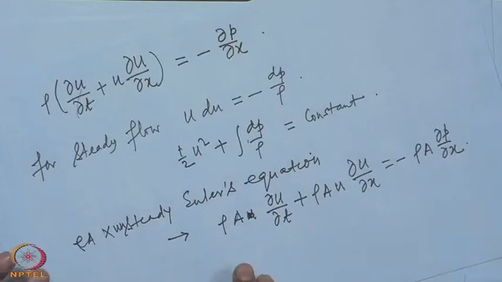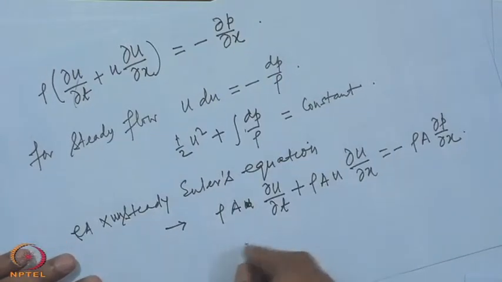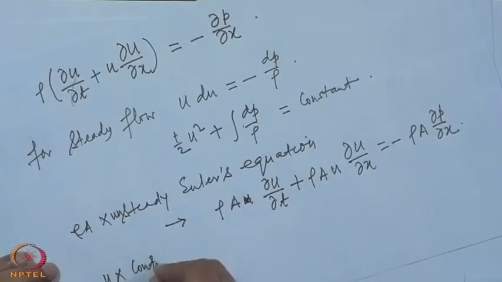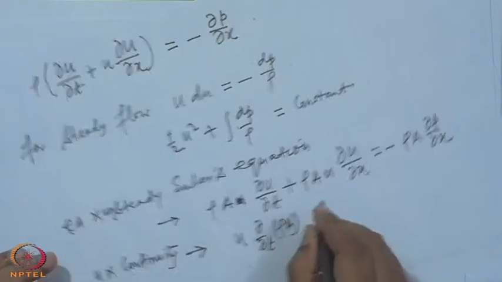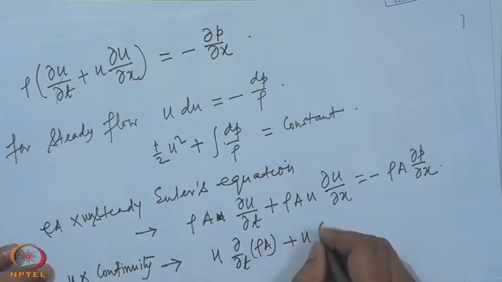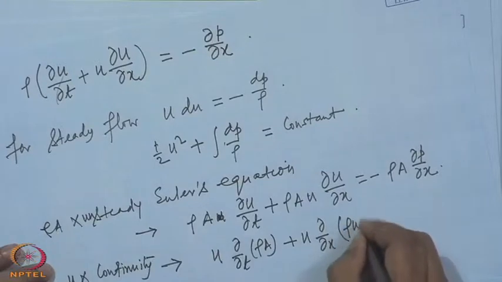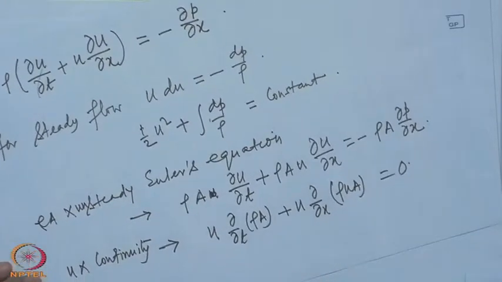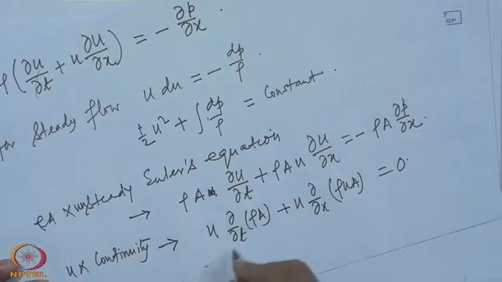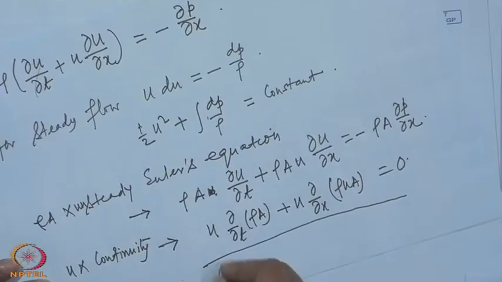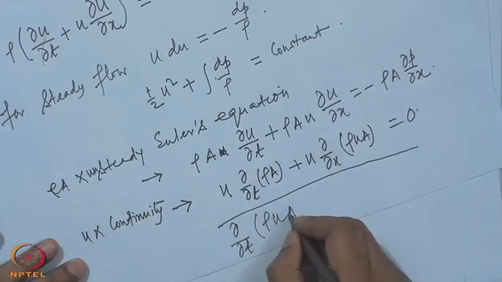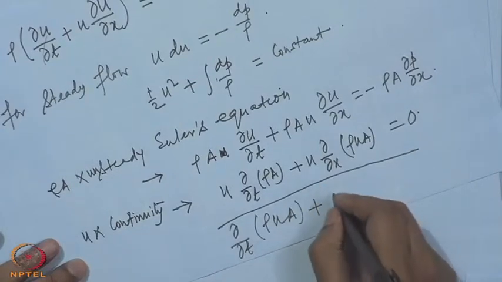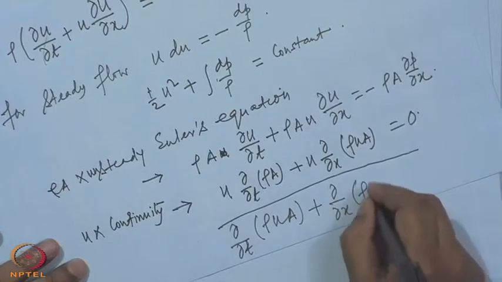We also multiply the continuity equation by u, which gives u into continuity, that gives us u d dt of rho A. If these two are added, we have d dt of rho u A plus d dx of rho u square A.